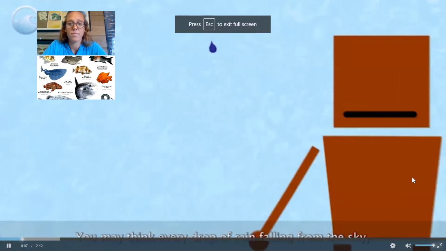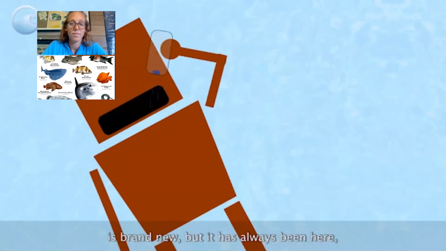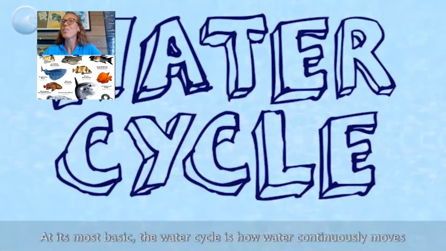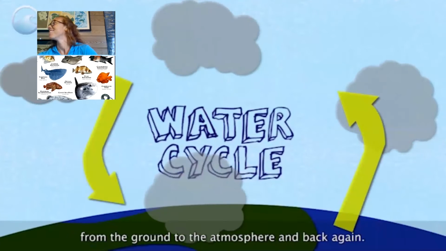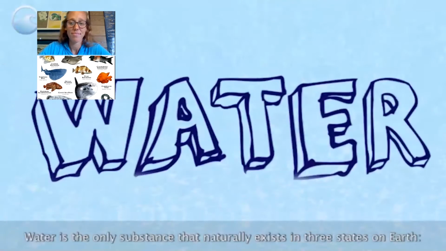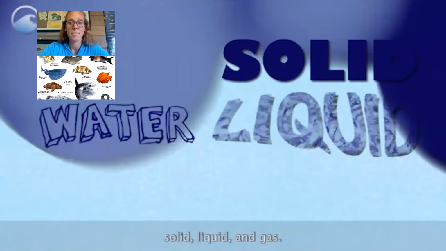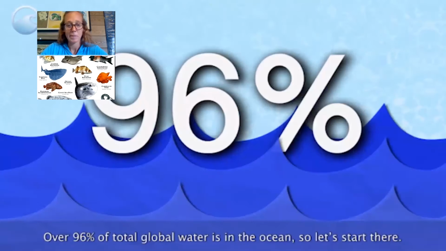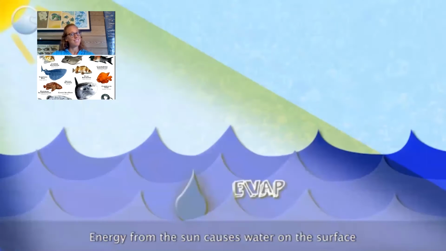You may think every drop of rain falling from the sky has always been here and is a part of the water cycle. Water continuously moves from the ground to the atmosphere. It just works. Water is the only substance that naturally exists in three states on Earth: solid, liquid, and gas. Over 96% of total global water is in the ocean. So what's the plan? Energy from the sun causes water on the surface to evaporate.